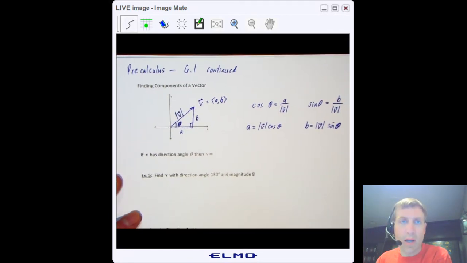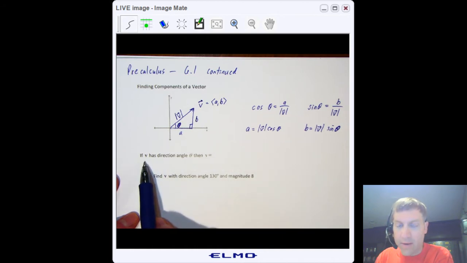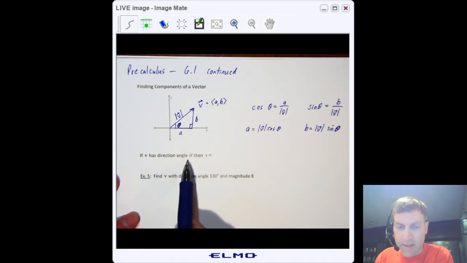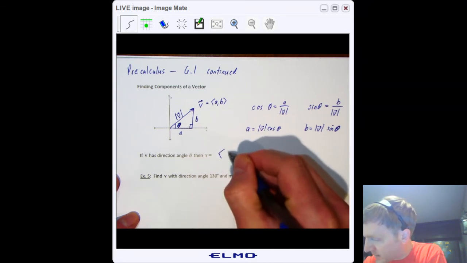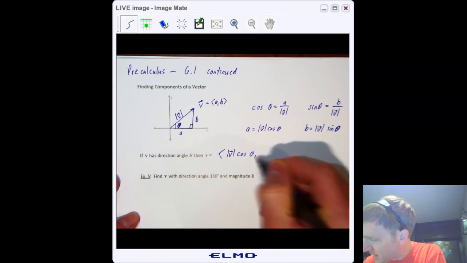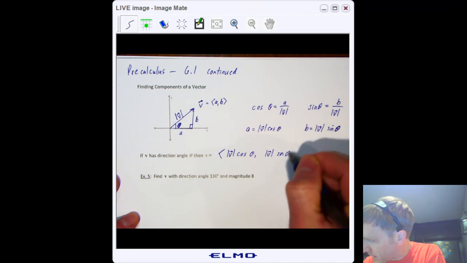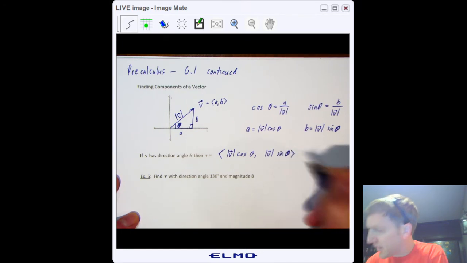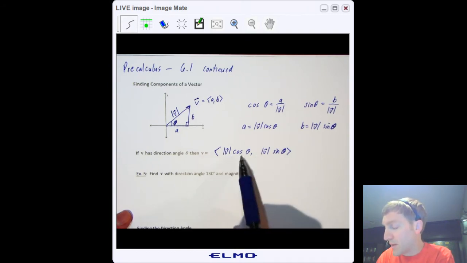All right, so now we can find the a and the b in component form. If we're given a vector v that has direction angle theta, then the component form is: the x component, or the horizontal component, is the magnitude of v times the cosine of theta, and the y component, or the vertical component, is the magnitude of v times the sine of theta. That should be pretty easy to remember. Just magnitude cosine theta, magnitude sine theta.